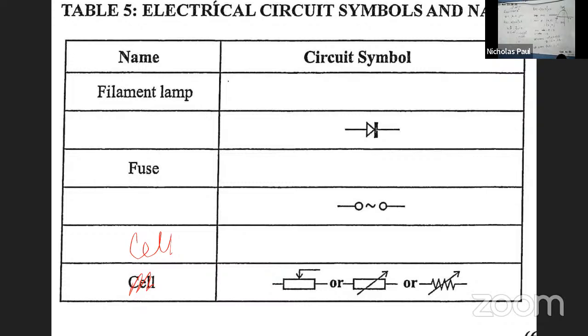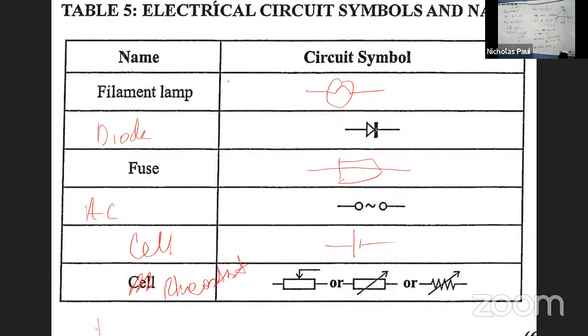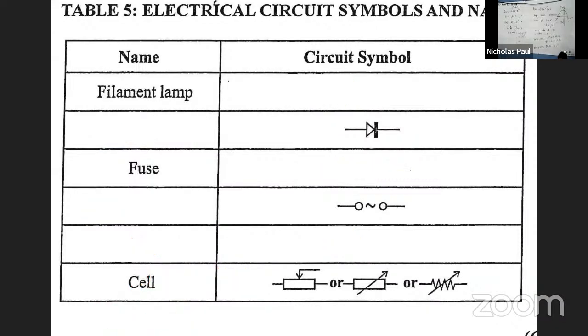All right, let's go. Filament lamp looks like this. Next one, there's a what? A semiconductor diode. Fuse is what? Something like that. Yeah. Next one is what? AC supply. Cell looks like this. And last is a what? Rheostat, right? A rheostat or a variable resistor. Let's go again. Anybody writing?